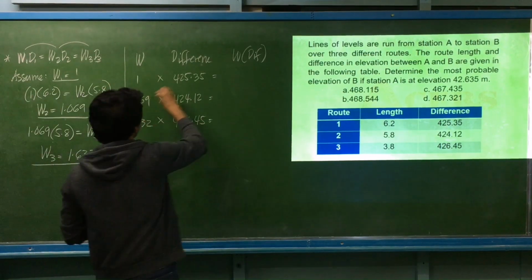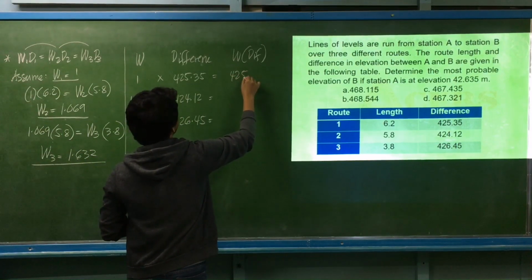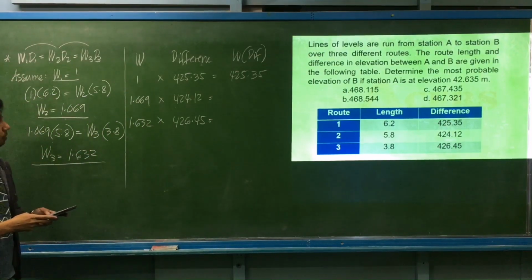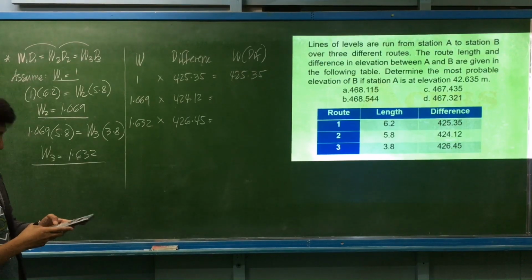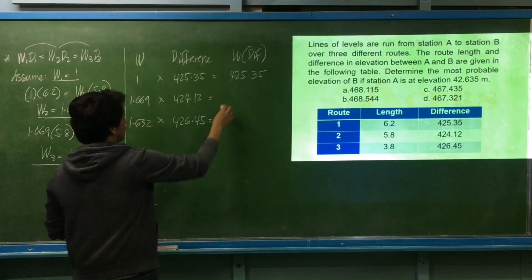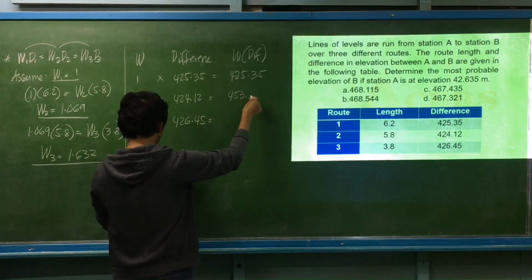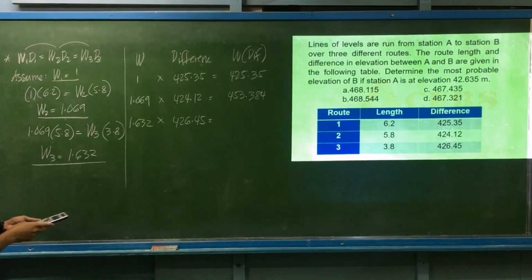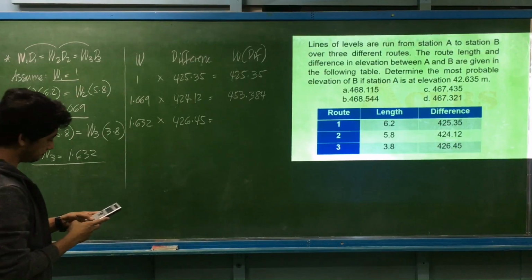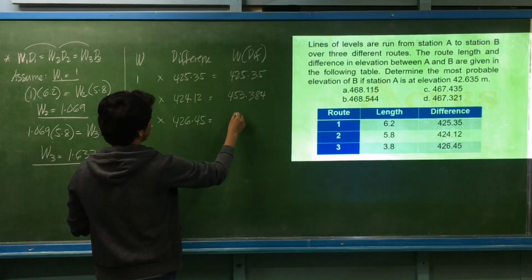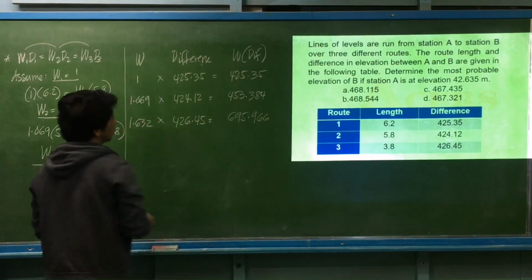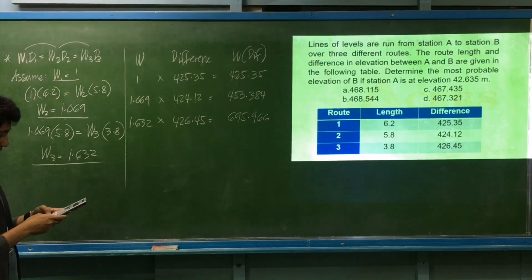So obviously yung una, times 1 lang naman ito, 425.35. Okay, yung second, that is 1.069 multiplied by 424.12. So this will be equal to 453.384. And then next is 1.632 multiplied by 426.45. This equals 695.966. Kung consider mo yung 3 decimal, 1.632.